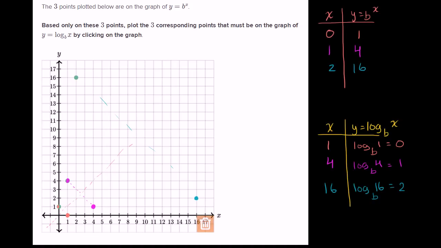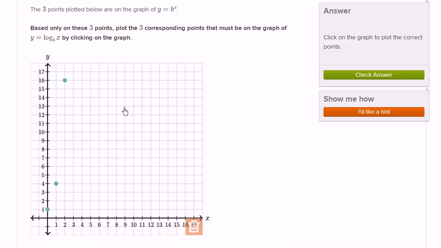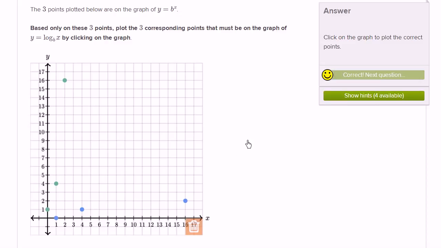Now let's actually do that on the actual interface. And the whole reason is to give you this appreciation that these are inverse functions of each other. So let's plot the points. So that point corresponded to that point. So x0, y1 corresponds to x1, y0. Here x is 1, y is 4. That corresponds to x4, y1. Here x is 2, y is 16. That corresponds to x16, y is 2. And we got it right.